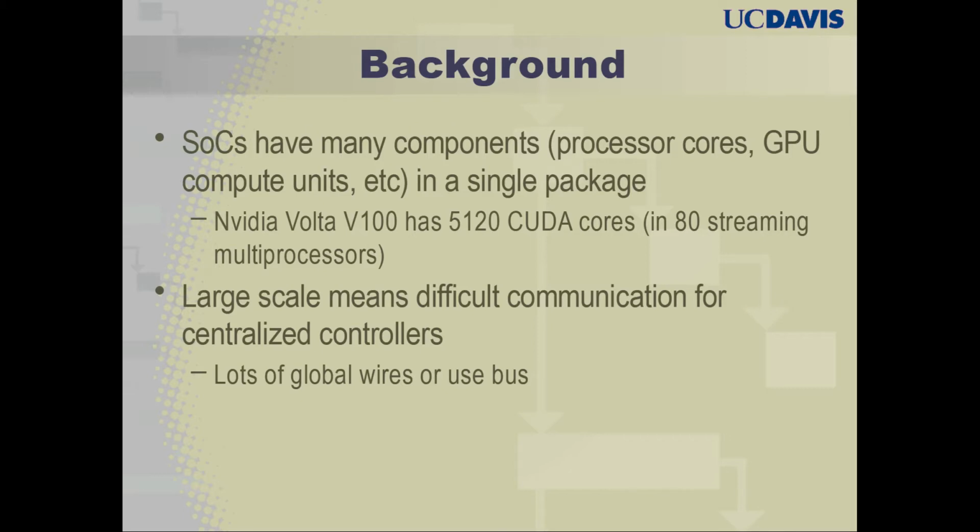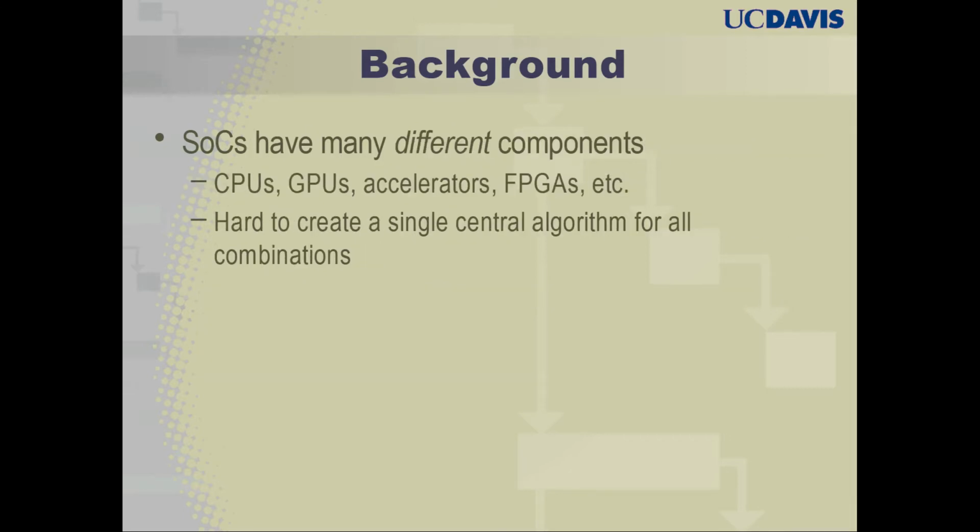But this isn't the only problem, because with 2.5D integration especially, you're going to have many different components. You're going to be swapping them in and out: CPUs, GPUs, different types of accelerators, FPGAs. And it's really hard to create one central power algorithm that can handle all possible combinations. Even balancing for a single design with specific known accelerators becomes difficult.